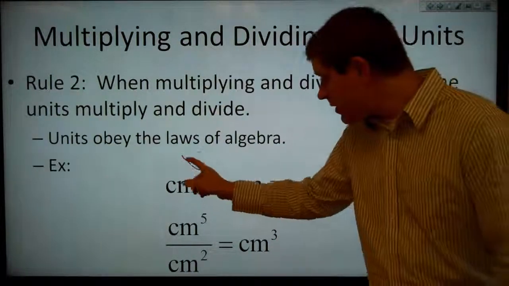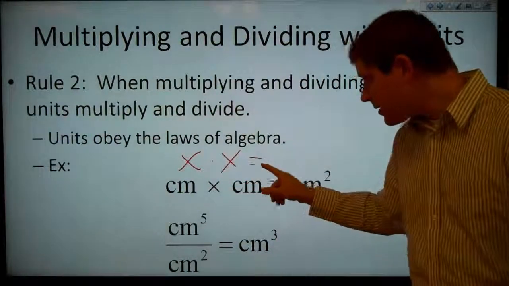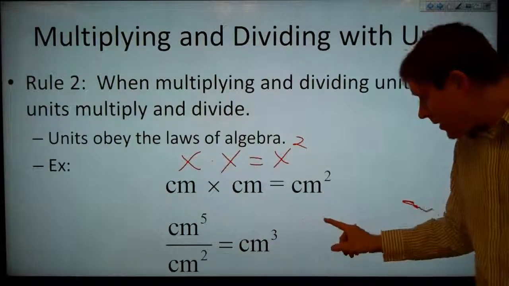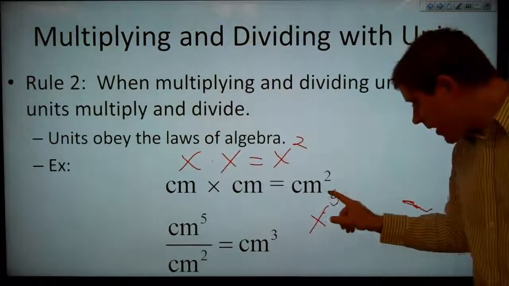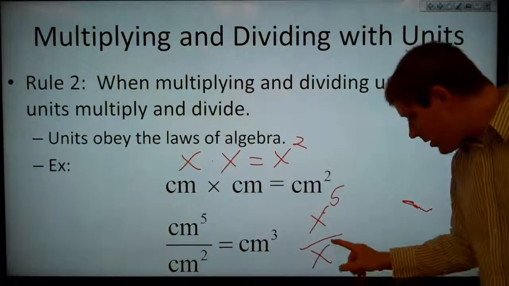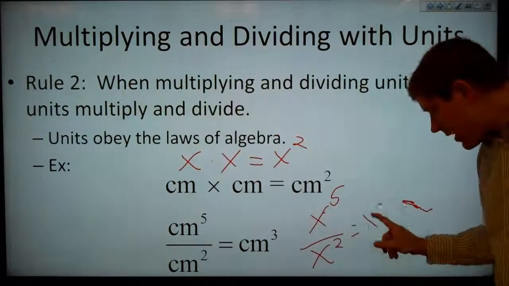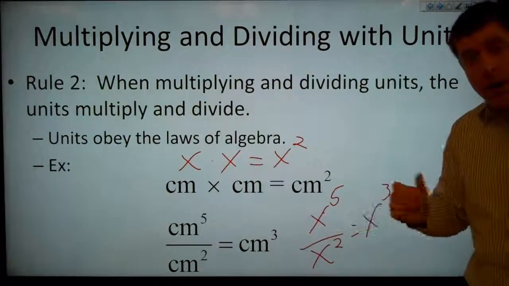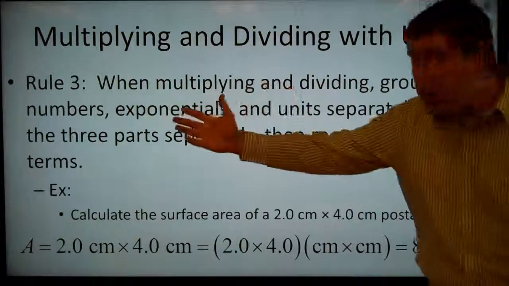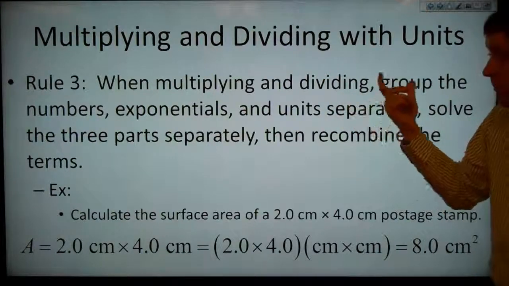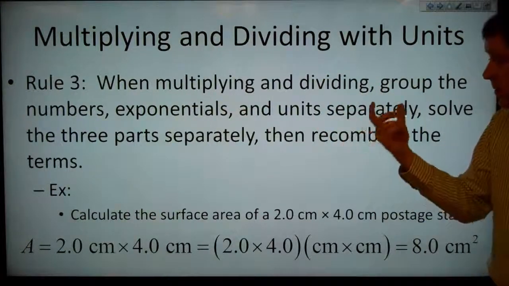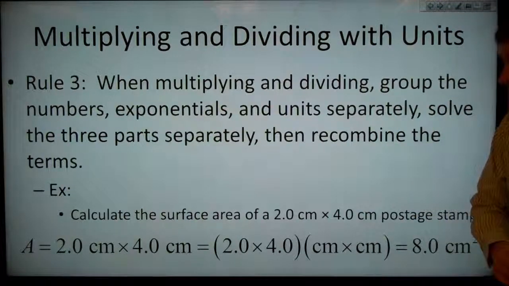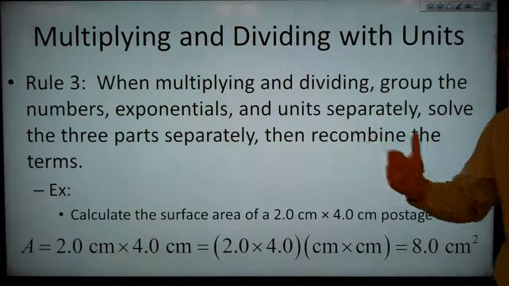If we have x times x, that's x squared. If we have x to the 5 over x to the 2, that gives us x cubed. So the units follow algebra. Rule number 3 says when multiplying and dividing, group the numbers, exponentials, and units separately, and then solve each part separately. And then recombine the terms.